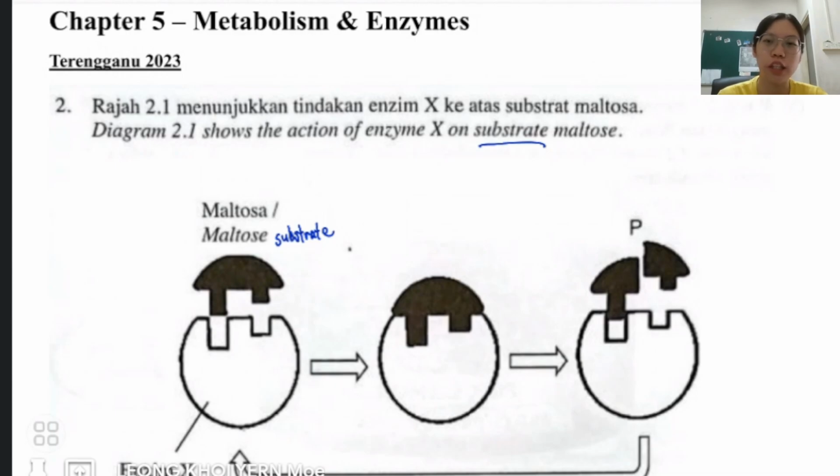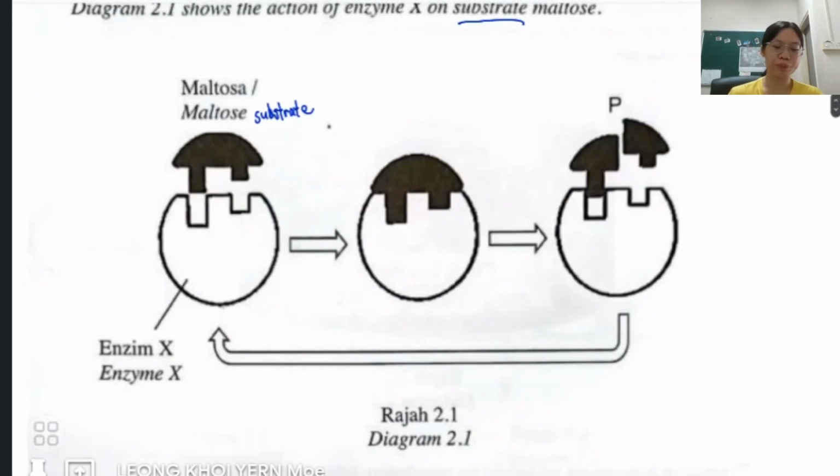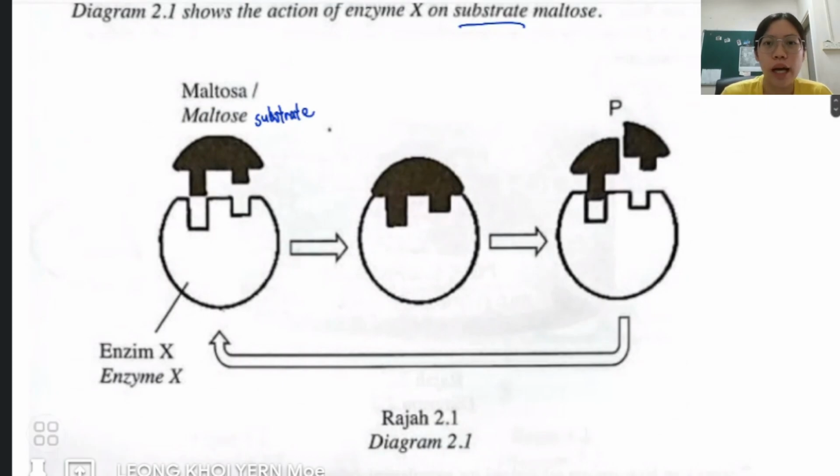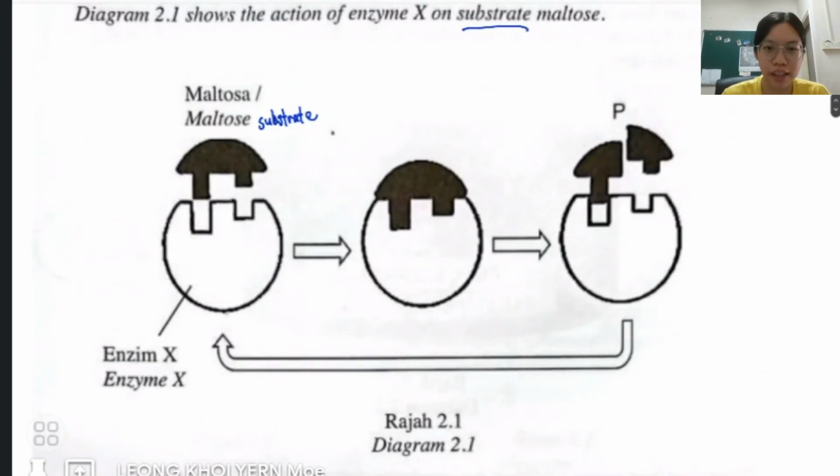Diagram 2.1 shows the action of enzyme X on substrate maltose. So maltose is basically the substrate, but if they didn't tell you, you can also know that this is the substrate. And the enzyme, which is slightly larger in size, looks like a Pac-Man. So for this one, you have to identify what enzyme X is. State the name of enzyme X. It's an enzyme, but what is the specific name of it?